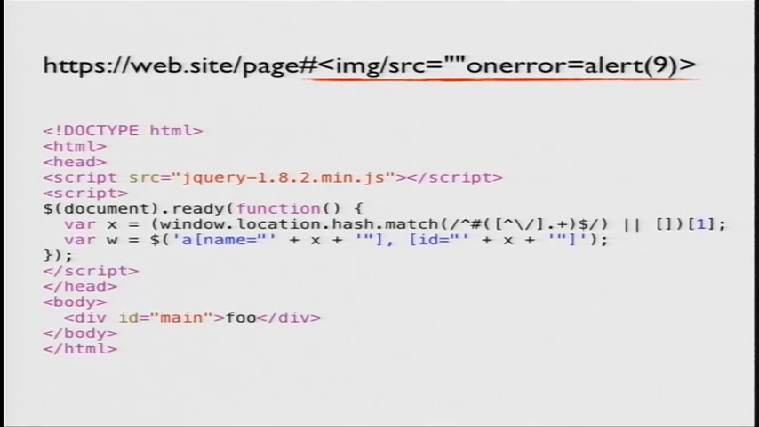So here's an example with jQuery and a string concatenation that can be injected with an image source. So there's a DOM-based cross-site scripting here. It's a very simple payload. It's going to pop up an alert. And this is not a vulnerability within jQuery.